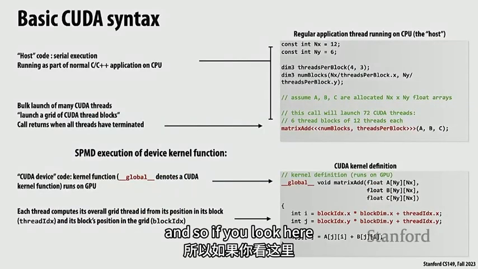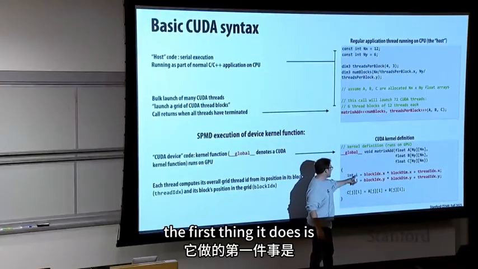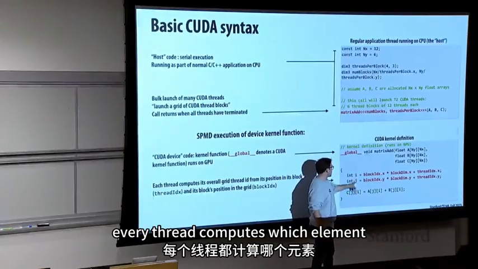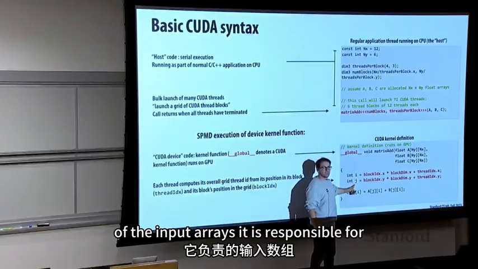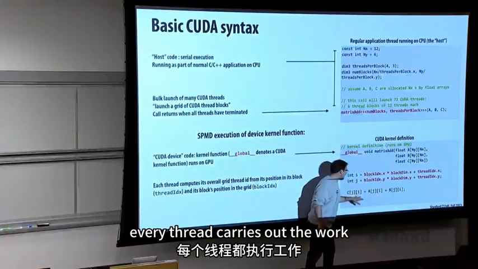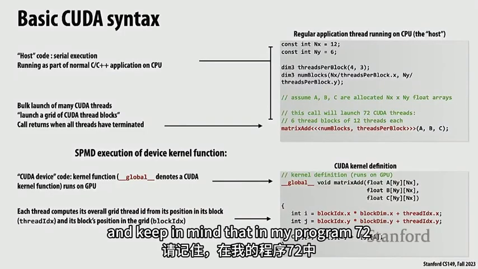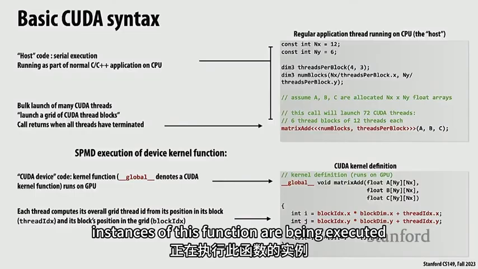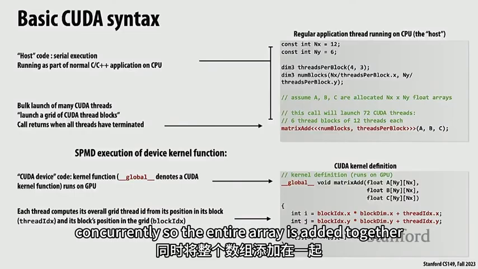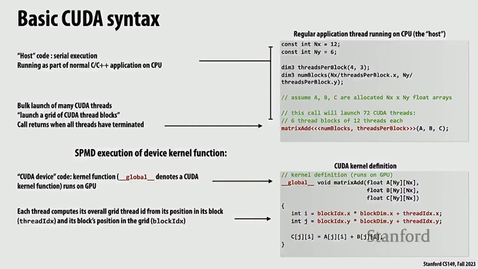And so if you look here, this is a CUDA function called matrix add. The first thing it does is every thread computes which element of the input arrays it is responsible for based on its thread ID and its block ID. And then every thread carries out the work that it's responsible for. And keep in mind that in my program, 72 instances of this function are being executed concurrently. So the entire array is added together. Each thread adds 1 element, and I create 1 thread per element of the matrix.